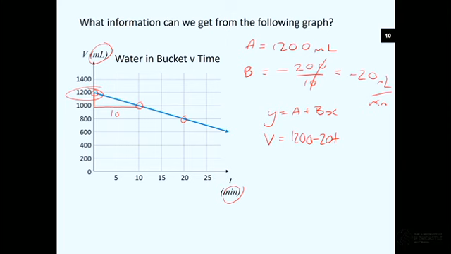And just say I got asked the question, assuming it continues to go down like that, when will the bucket be empty? How could I use any of this info to work it out, short of drawing it and just seeing?